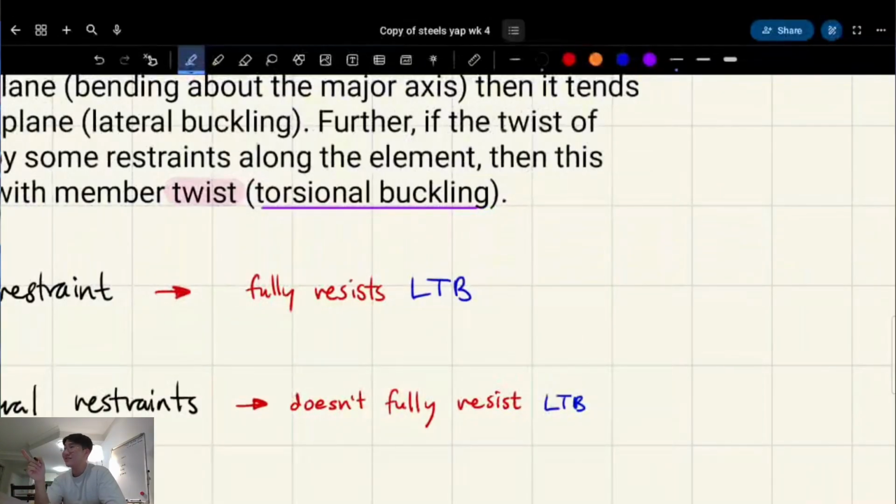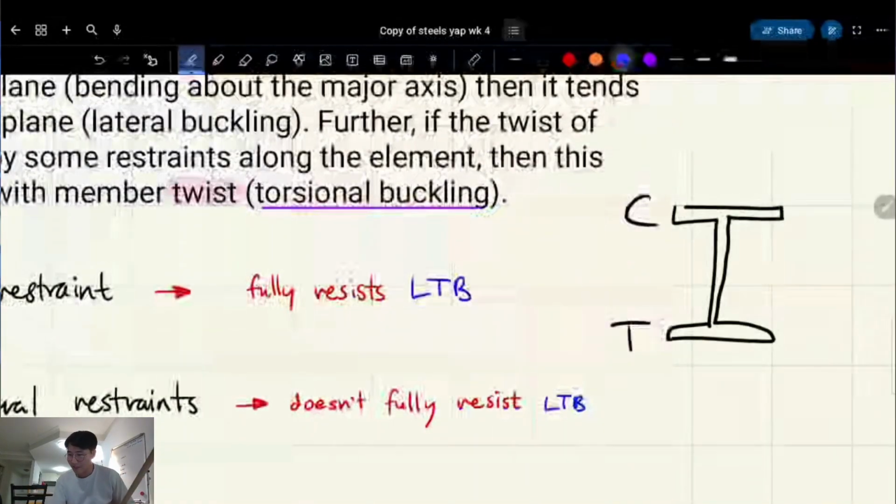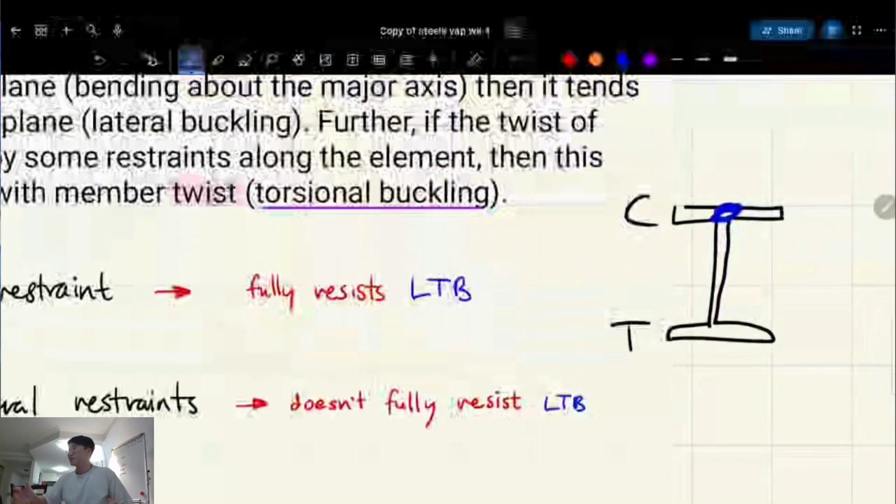The reason we're talking about flanges is that most of the time this is for I-beams, right? We have the top flange and the bottom flange. The top flange in the normal bending cases is going to be in compression. The bottom is going to be in tension. So we have to restrain the top flange, so we have something stopping this from moving in and out of the page and twisting and stuff like that.